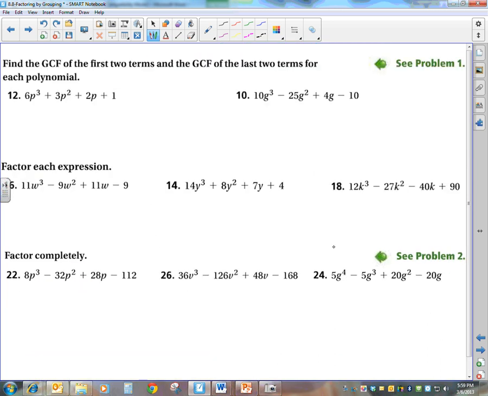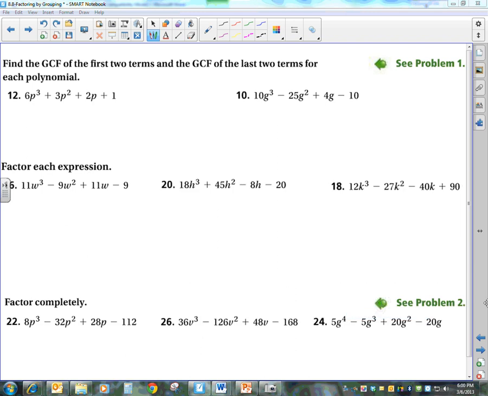All right, here are our examples. So starting off at number 12. I'm doing the even problems from the assignment, so we can start at 10, start at 12, it doesn't matter. But do notice that the directions in the beginning are just to find the GCF of the first two terms, find the GCF of the last two terms. So all I'm asked to do is find the GCF.